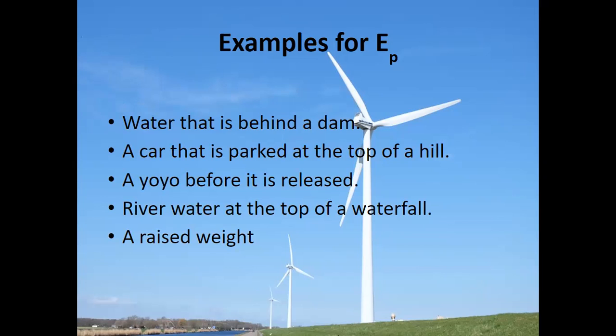Second one, a car that is parked at the top of a hill. We took the vehicle and parked it at the top of the hill. When we keep that object at a height, because of that position, because of that height, the object gets energy. That energy is called potential energy.